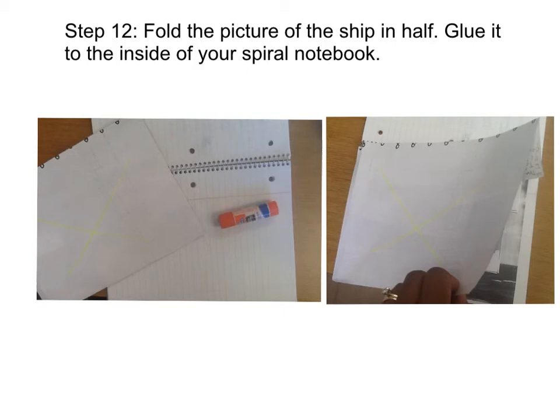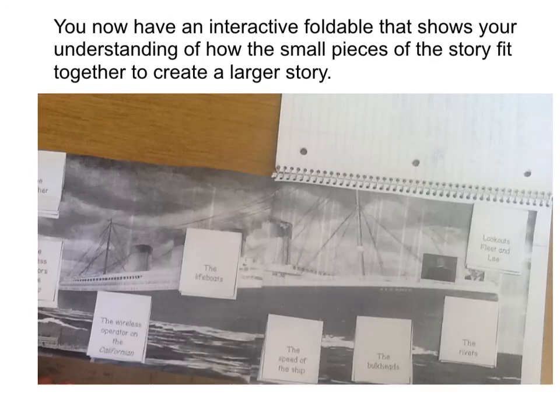Now that you have your picture together, we're going to add it to our spiral notebook. So what you're going to do is fold the picture in half, and I have an X here so you can see that this is the back of my paper. You're going to put some glue on one side and then press it down into your spiral notebook. And you now have an interactive foldable that shows your understanding of how the small pieces of the story fit together to create a larger story.